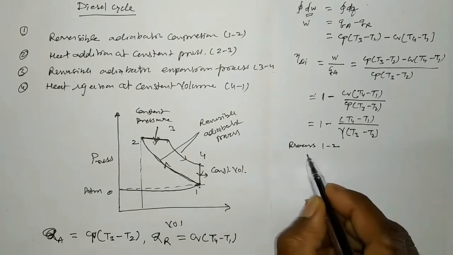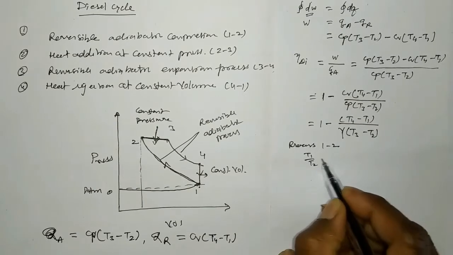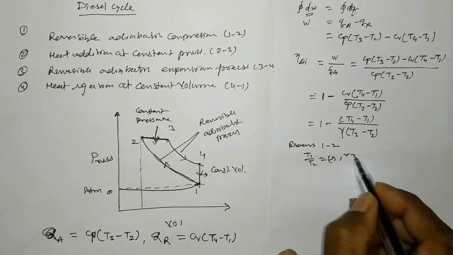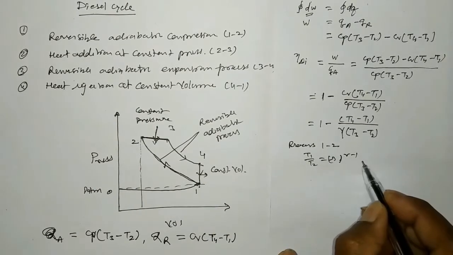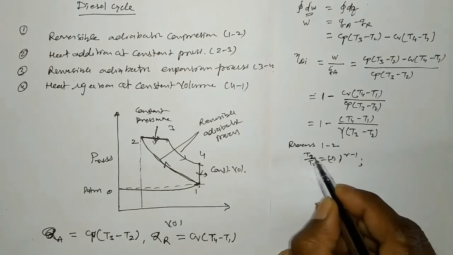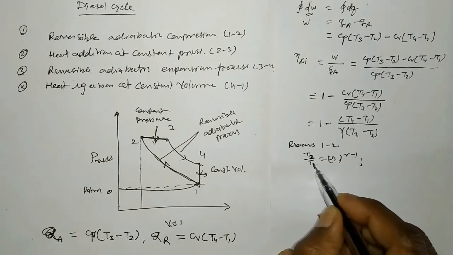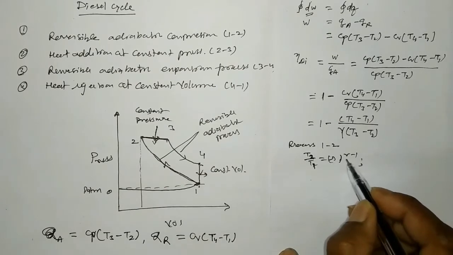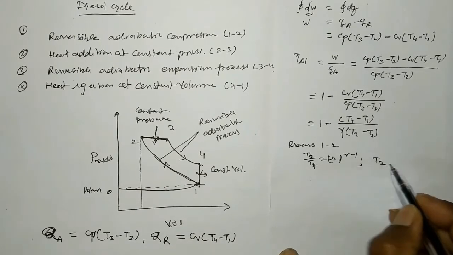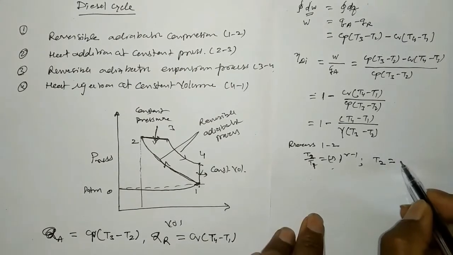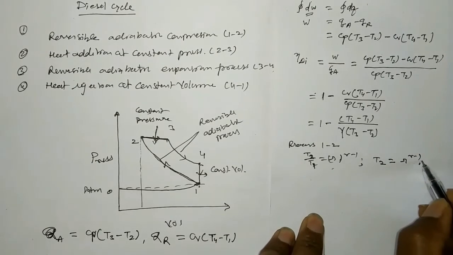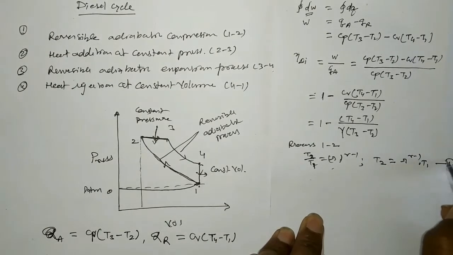1 to 2, the rule followed is T2 by T1 equals R power gamma minus 1, where R is the compression ratio. That gives T2 in terms of T1: T2 equals R power gamma minus 1 into T1. This is equation 1.